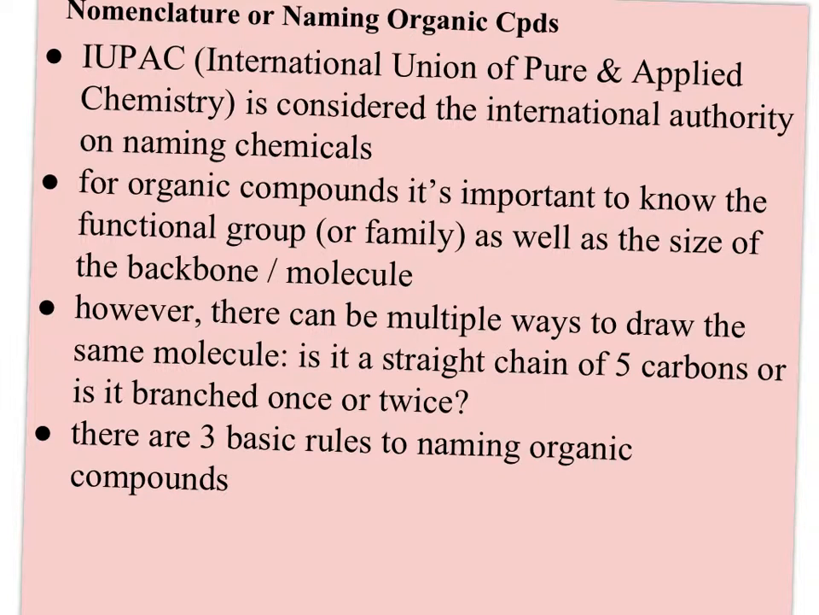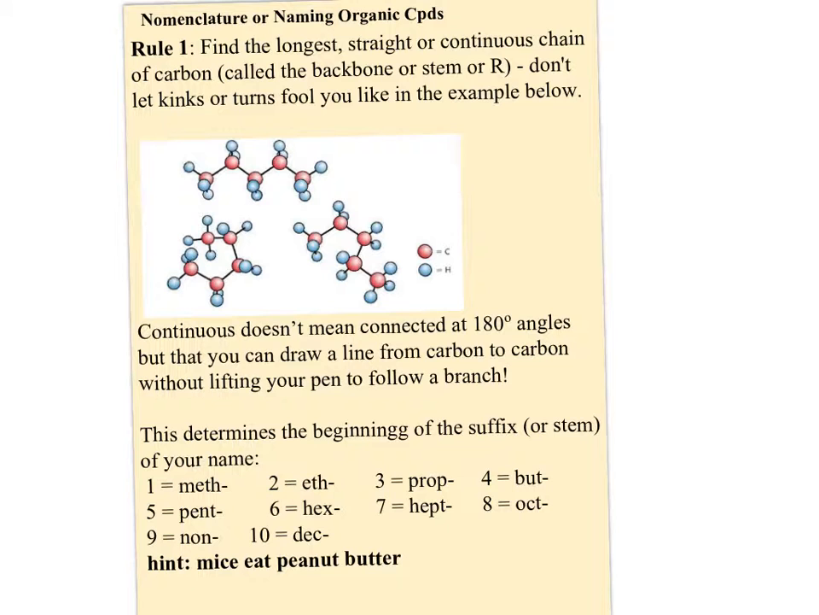Because there are multiple ways to draw the same molecule, say a straight chain of 5 carbons or a branched chain, with 1 branch or 2 branches, we have to have 3 different rules. The 3 rules attack it in that order: What's the stem, or the longest carbon chain? What's the functional group? And then what are any branches or substitutions?